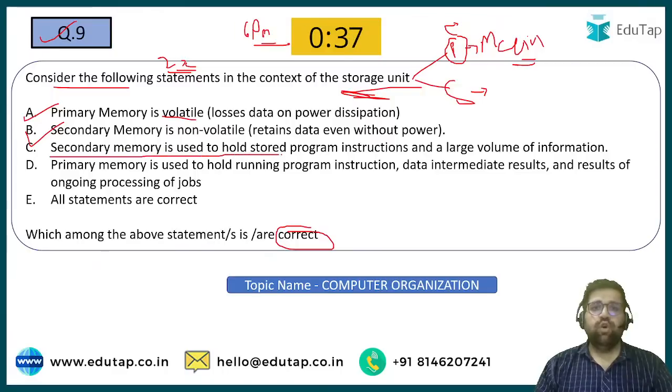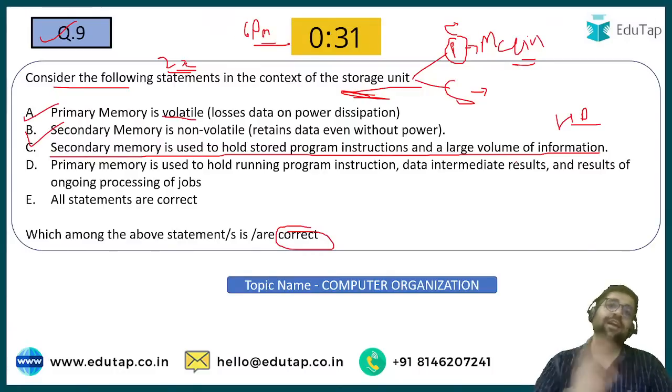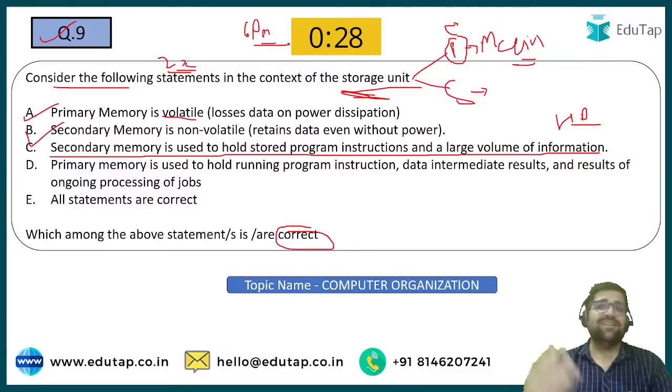Secondary memory is used to hold stored program instructions and large volume of information. You might have hard disk. You might have different floppy disk in the old zamana. You might have CDs. You might have DVDs. All those are your secondary storage. So you can definitely add certain type of data in it.